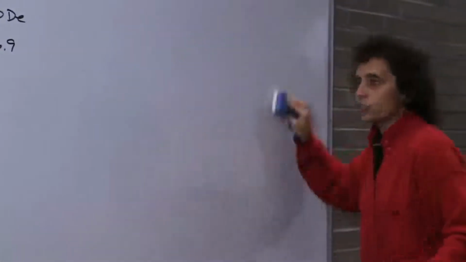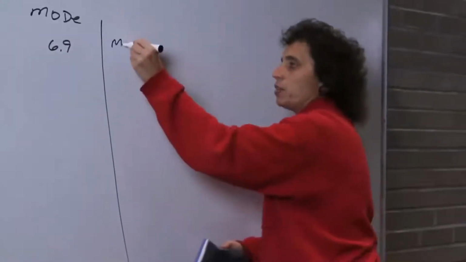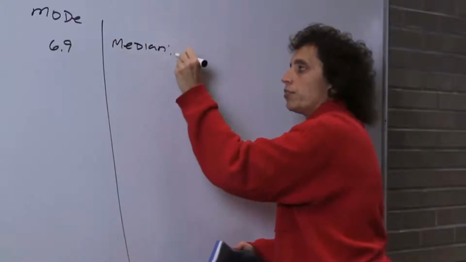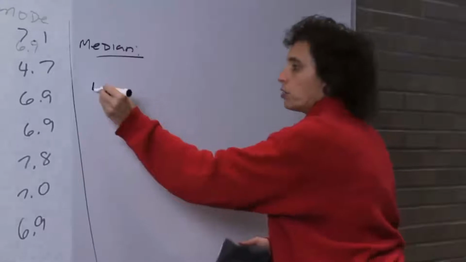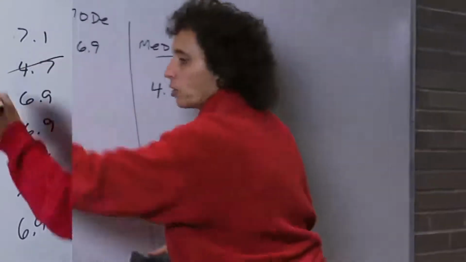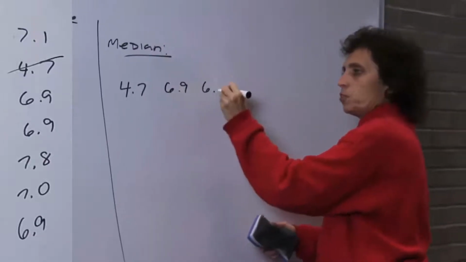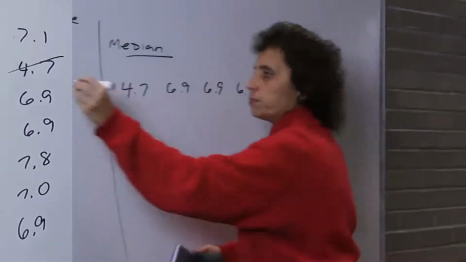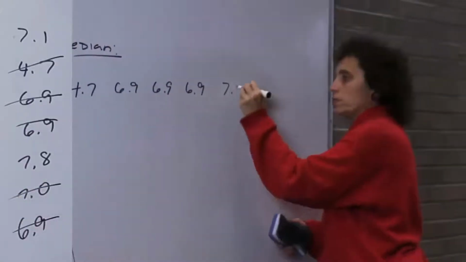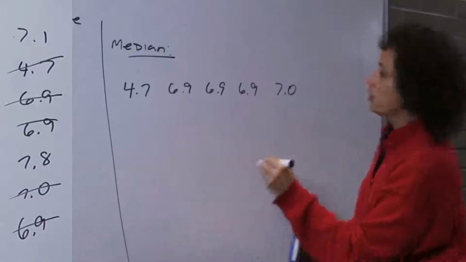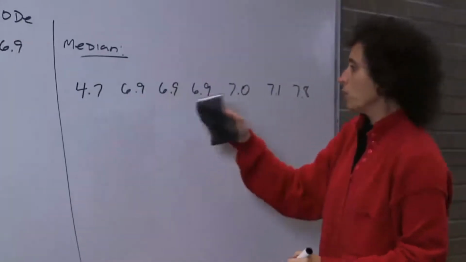And finally, the last one is the median. The only thing you have to remember about the median is you have to put the numbers in order. Okay, so here we go. So I like to put them smallest to largest, but it doesn't matter. 4.7. I like to cross them out as I go, because otherwise I'll forget I used it. 6.9 is next. 6.9, 6.9, 7.0, 7.1, 7.8. 1, 2, 3, 4, 5, 6, 7.